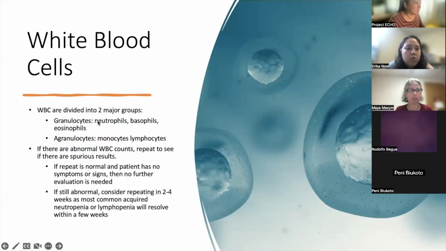Whenever we have an abnormal white count without any preceding thought of the reason why we would have an abnormal count, it is important to repeat to see if it normalizes, particularly if patients have no other symptoms or signs. If it is still abnormal, we can consider repeating in 2 to 4 weeks, as the most common acquired neutropenia or lymphopenia will resolve in a few weeks. And again, this is for cases in which the patient doesn't have any other conditions or thoughts of the reason why that would cause an abnormal white blood cell count. So that was something that I learned as well, that if it's abnormal and they don't have any symptoms, repeating it in 2 to 4 weeks was something important that I learned.